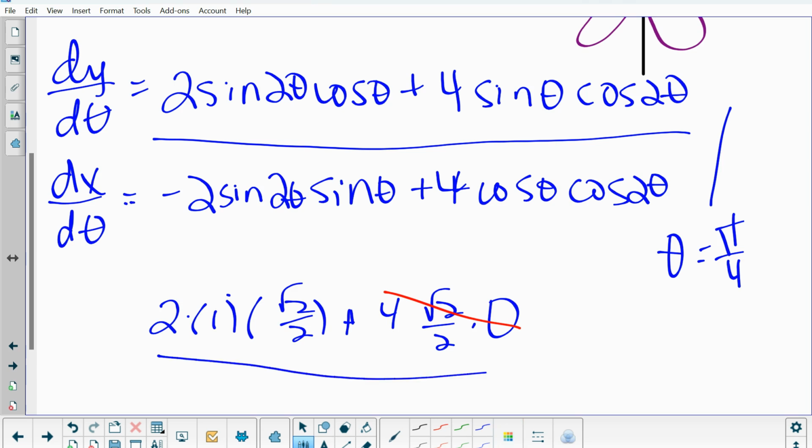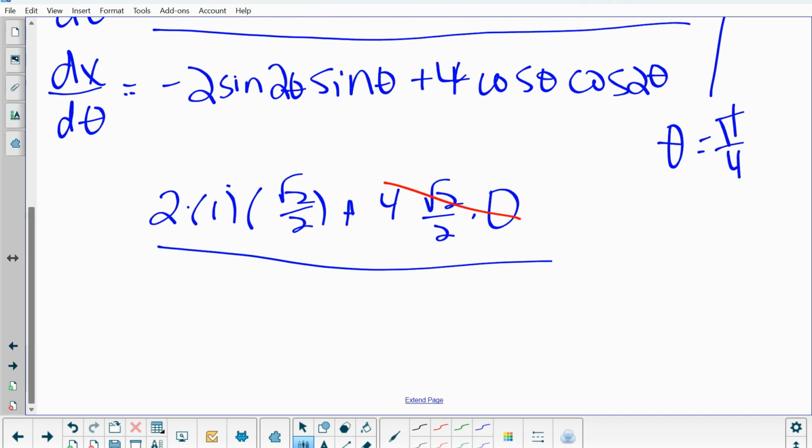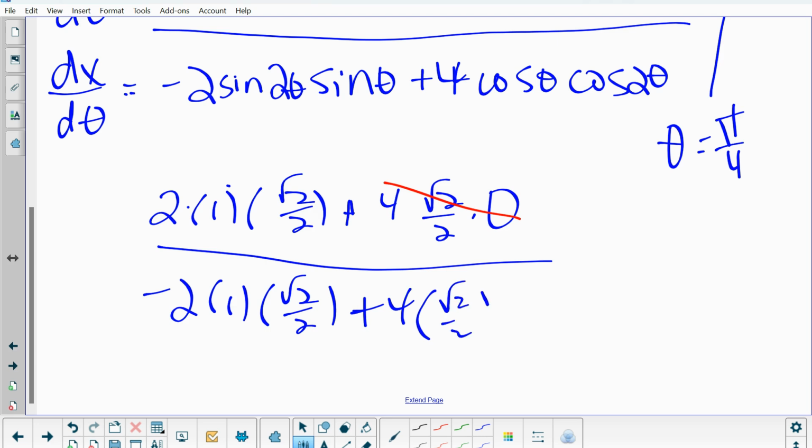And then in my denominator, I get negative 2 sine of pi halves, which is 1. Sine of pi fourths is root 2 over 2. Cosine of pi fourths is again root 2 over 2 and again 0. So it looks like I get pretty much the same situation going on here. So again, this part is gone. So I'm just left with 2 over negative 2, which is negative 1, which would be the slope of that line.